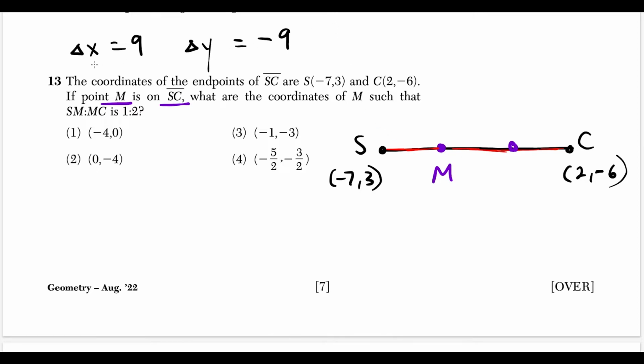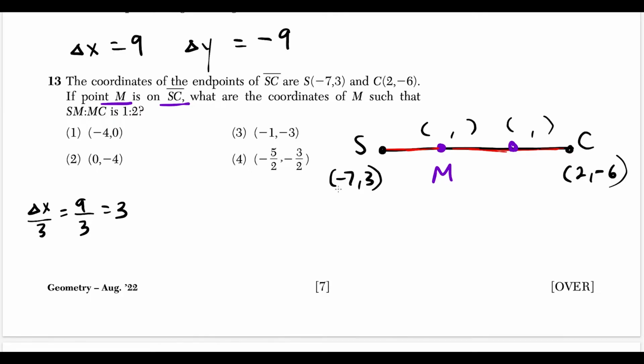Now, why I like to find delta x is that if I'm going to go forward 1, 2, 3 equal steps to get from S to C, I do delta x divided by 3, which gives us 9 divided by 3, which is equal to 3. And what that tells me is that to find my missing coordinates, I'm just going to keep adding this number. I'm going to keep adding 3 to the x's.